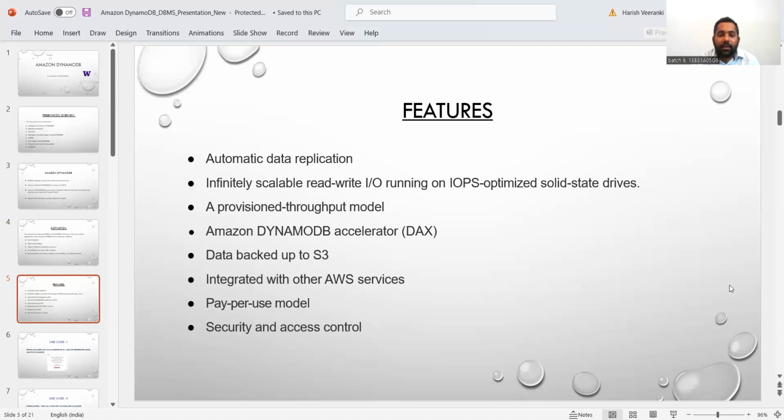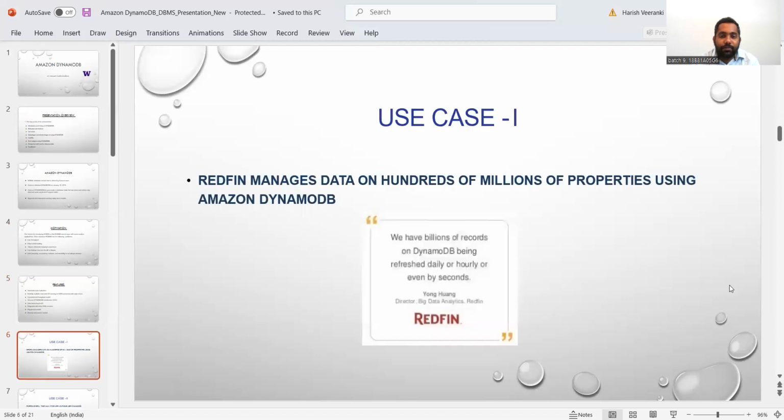And the key features are automatic data replication, infinitely scalable reads running on IOPS optimized solid-state drives, a provisioned throughput model, Amazon DynamoDB Accelerator, which is called DAX, data backup to S3, integration with other AWS services, and a pay-per-use model. And the security and access control is very good.